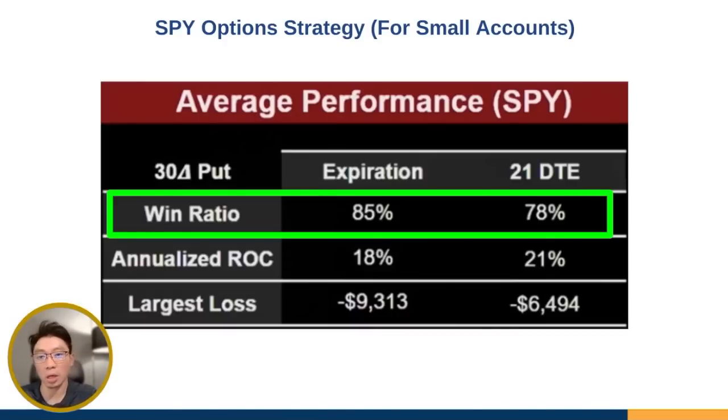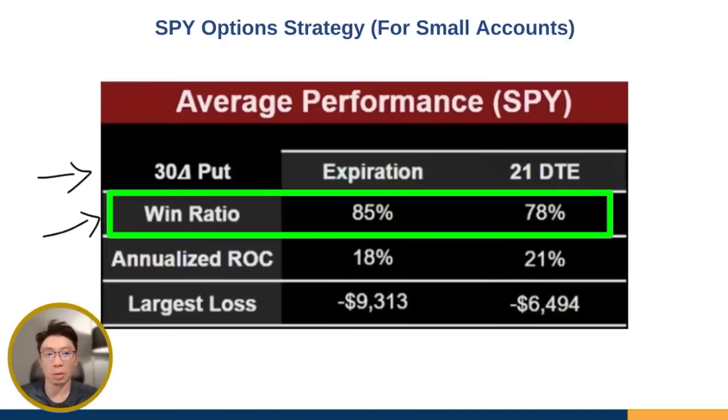So as you can see over here, the Tasty Trade team have put on the strategy of the 30 delta put, and you can see the win rate is actually pretty high. It's about 85% if you hold to expiration, and if you exit at 21 DTE, it's about 78%. Now at this point, you might be thinking, if you put on the 30 delta put option, shouldn't the win rate be only about 70%?